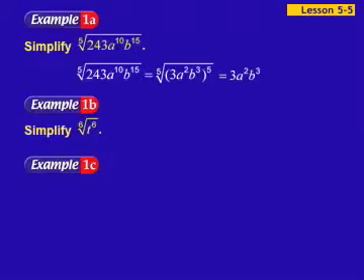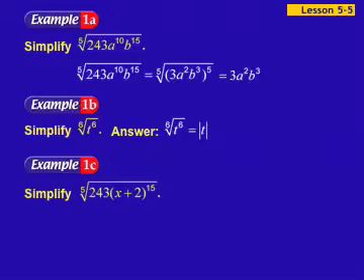Alright, the next one we're going to look at is simplifying the sixth root of t to the 6th. Here we do have to be cautious. We're taking an even root of an even exponent, and our result is odd, t to the first power. So in that particular case, we need to write that as an absolute value of t.